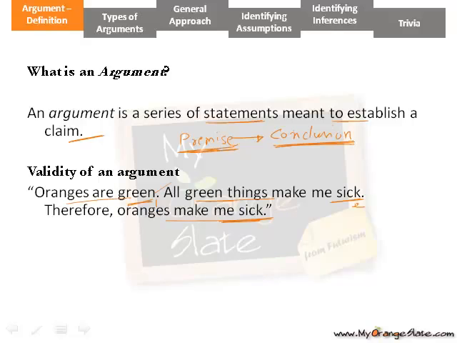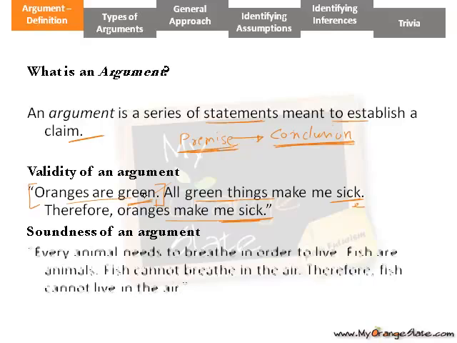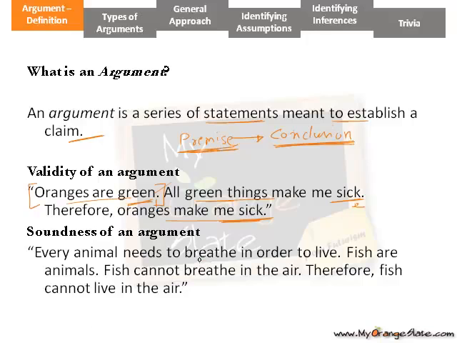But this argument is not a sound argument because the first premise is not an acceptable premise. Oranges are not green. So, a sound argument is one which is valid and where the premises are acceptable. Say if we take this example: every animal needs to breathe in order to live. Fish are animals. Fish cannot breathe in the air, therefore fish cannot live in the air.